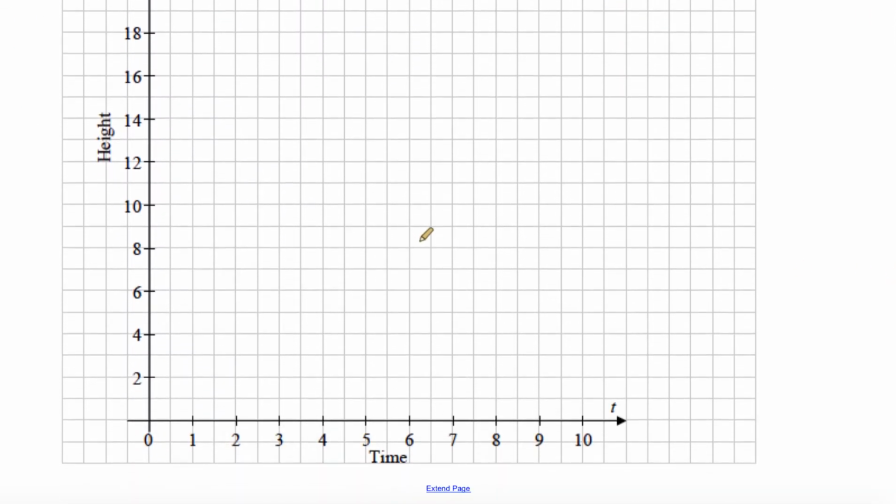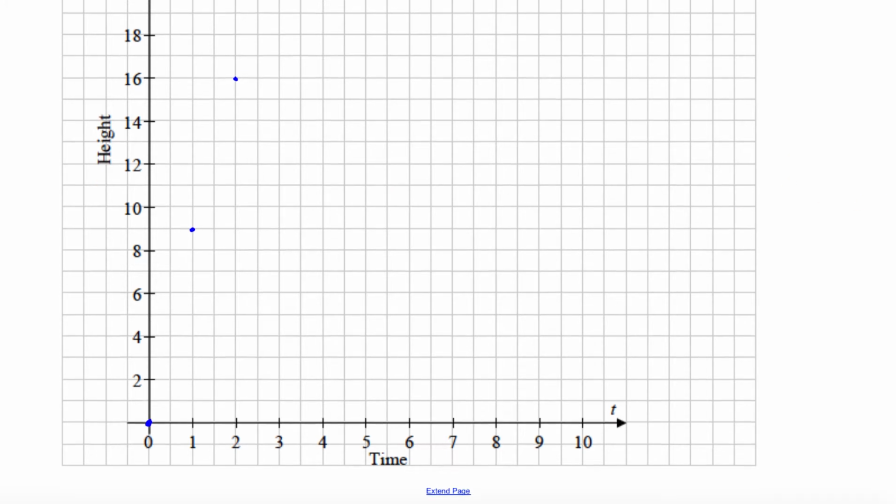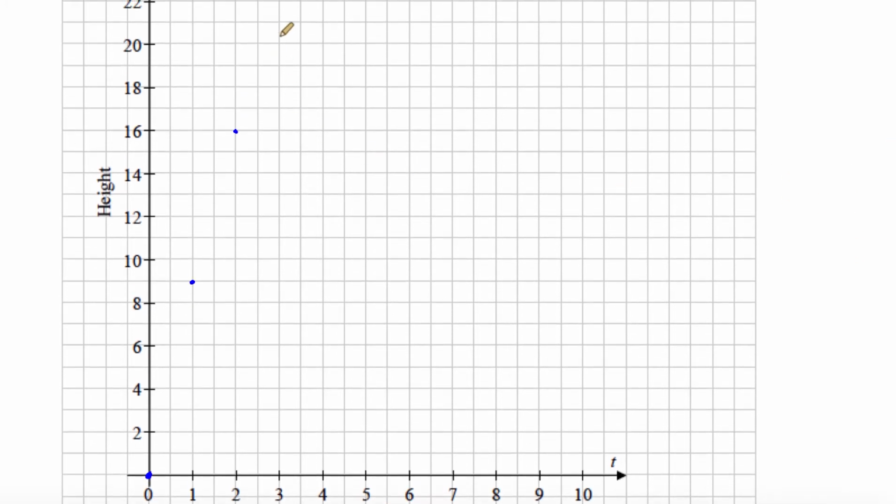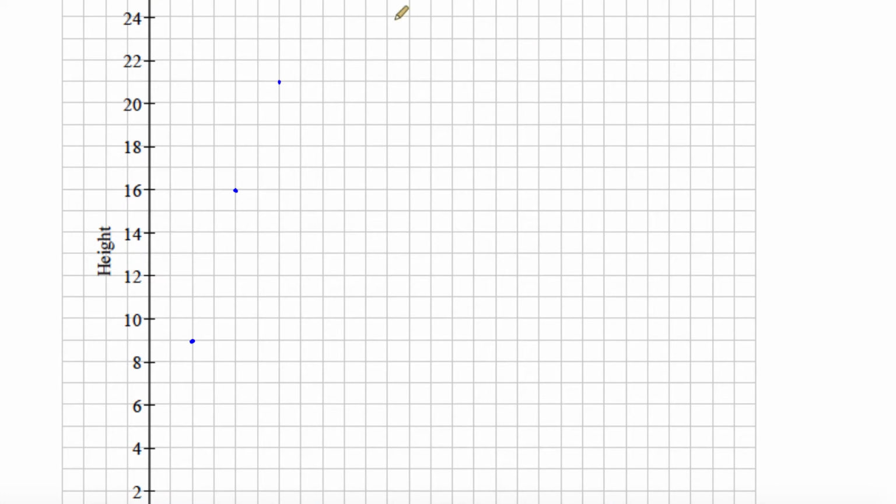So let's have a look. We had 0, 0, which was here. And we had 1, 9, which would be there. And we had 2, 16, which is here. Then we had 3, 21. So 3, 21 would be there. Then we had 4, 24, which would be here. 5, 25, which is there.